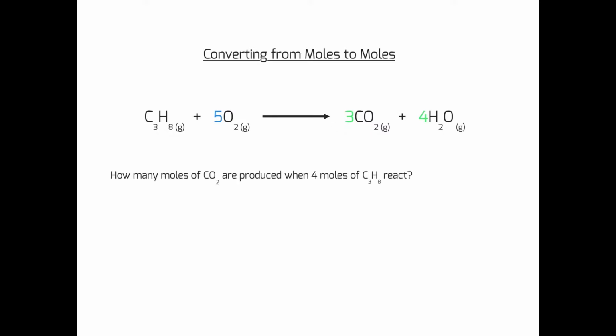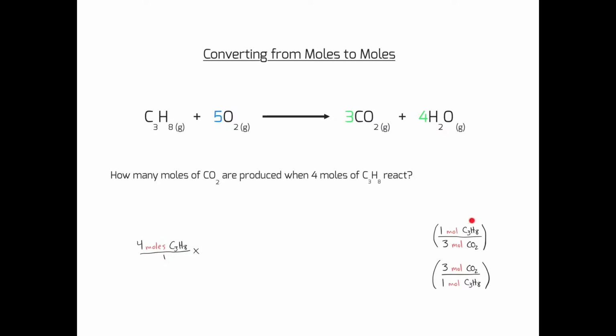So this question asks, how many moles of CO2 are produced when 4 moles of C3H8 react? So we've been given moles of C3H8, and we're going to convert those moles to moles of CO2. So we're going to start our calculation with our 4 moles of C3H8. So now we want to convert from moles of C3H8 to moles of CO2. And we're going to do it by using our molar ratio here. So we can see that we have 1 mole of C3H8 for every 3 moles of CO2. So we have 2 possibilities for conversion factors.